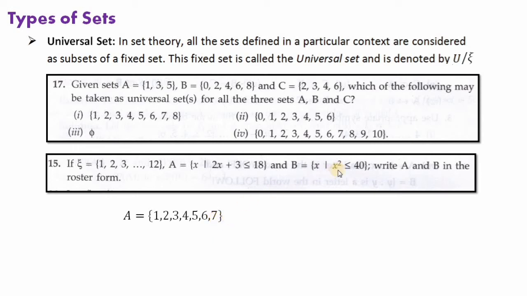Now similarly, if you see the numbers which satisfy this condition, that is x squared must be less than or equal to 40, then you see that only these numbers will satisfy this. That means if I choose 7, then it becomes 7 squared, which is 49, and 49 less than or equal to 40 is false. So that's why we take only these many numbers out here. All right, so you may pause the video and note it down.